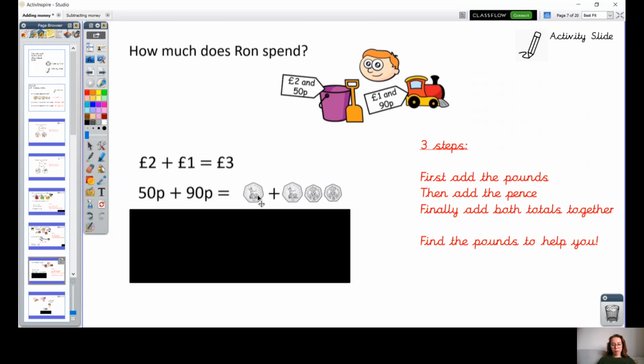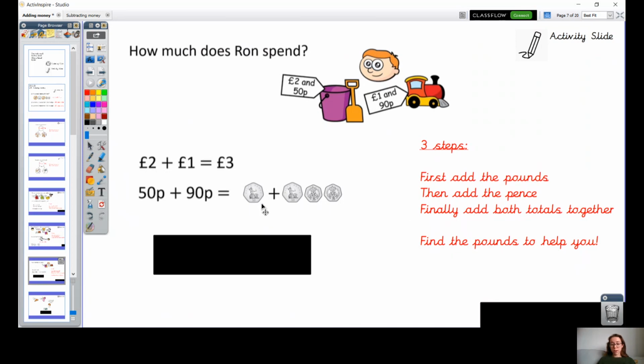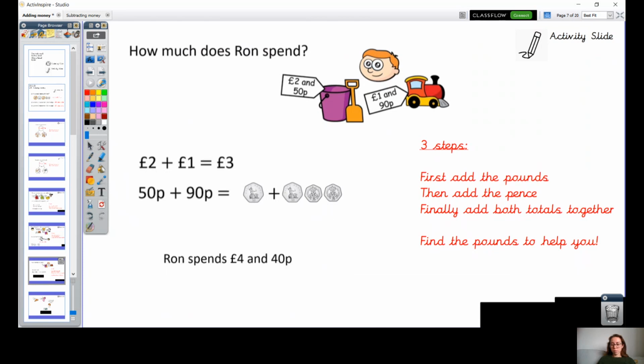50p and 90p. I've drawn the coins out here to show you, but there were two 50p's again, and that totals £1, doesn't it? So actually we've got another £1 coin there, and then we've got our two 20p's as well. So Ron actually spends £4 and 40p.